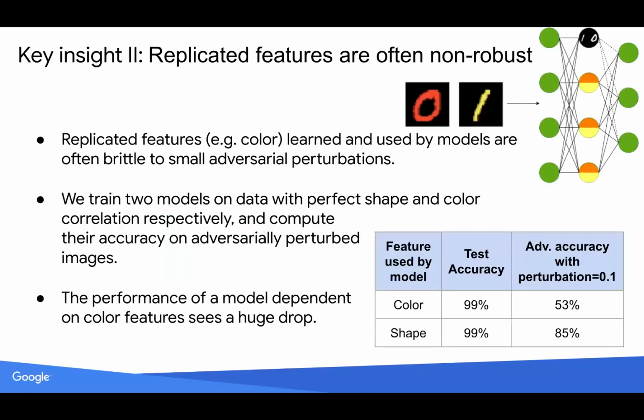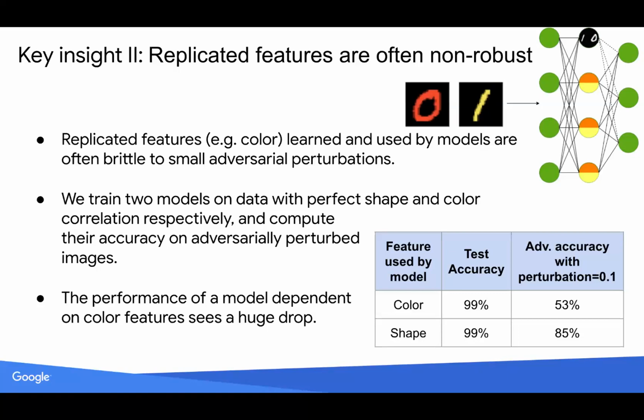Okay. So that was the first one, feature replication. The second key insight is that these replicated features are also often non-robust. In the context of the color in this model, what it means is that if we train two models, one where color is randomized and the model has to rely on shape in order to do the prediction, and the other one where shape is randomized and the model has to rely on color to do its prediction, it turns out that the test accuracy for both the models is close to 100%.